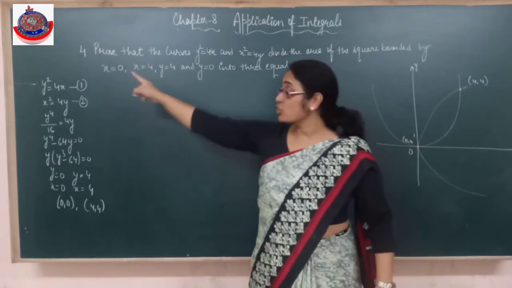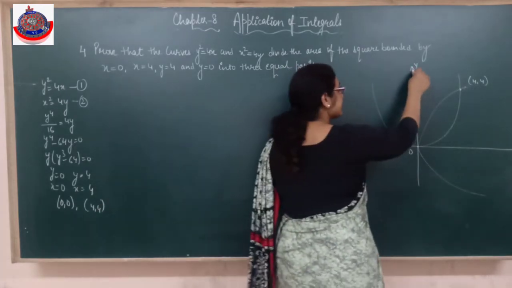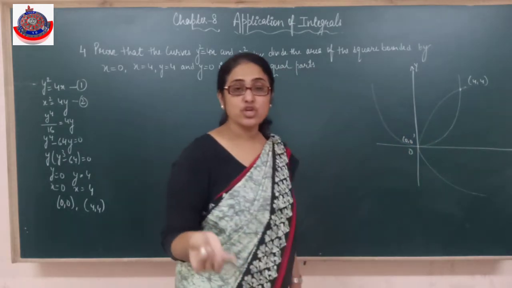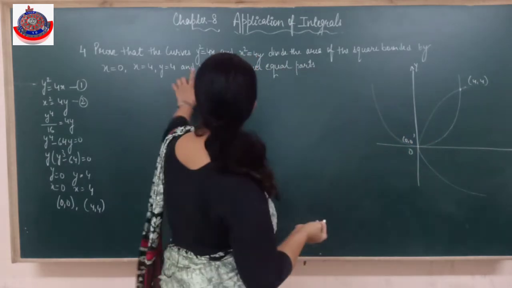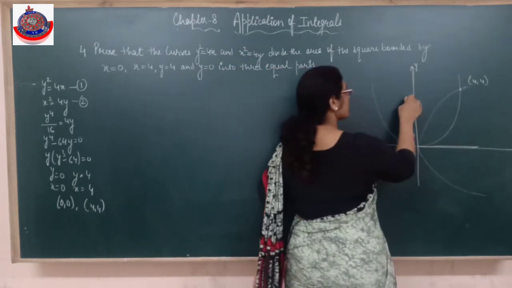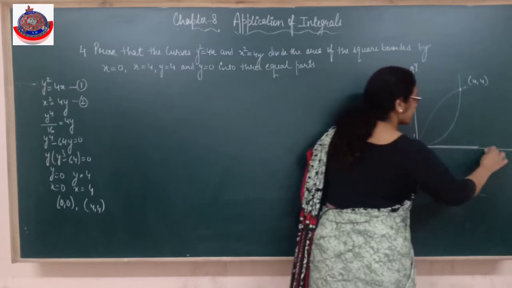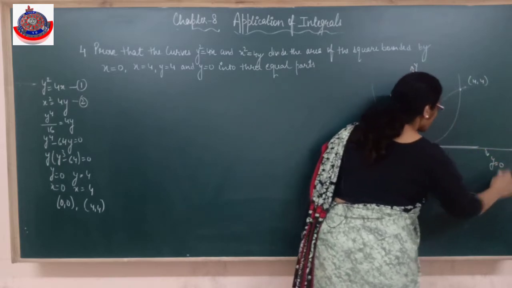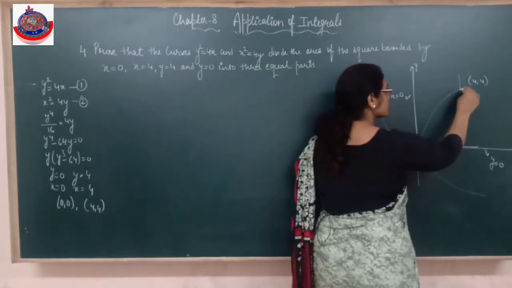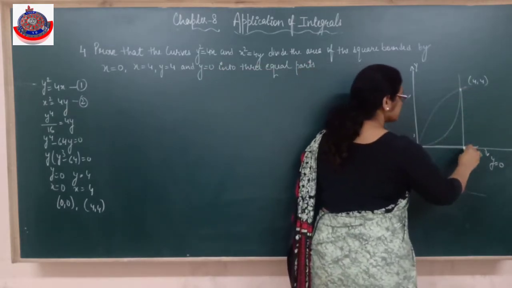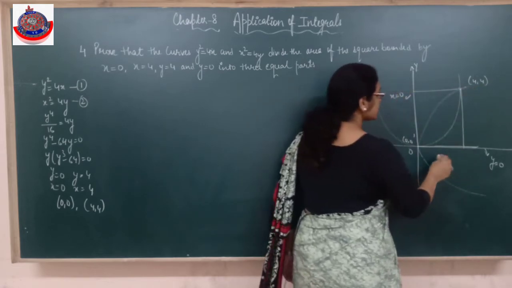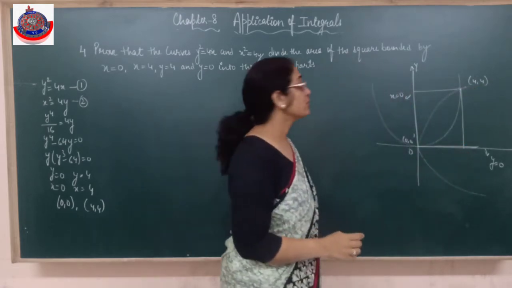Now plot these lines. x equals 0 is the y-axis, the equation of the y-axis. y equals 0 is the x-axis. This is equation x equals 0, this is equation y equals 0. Now the lines x equals 4 and y equals 4. Alright, so this is x equals 4 and this is y equals 4.